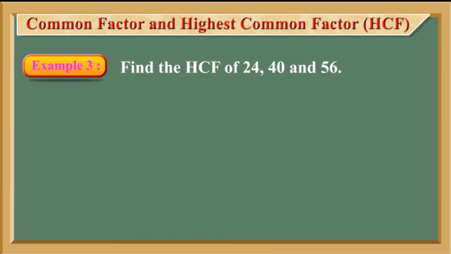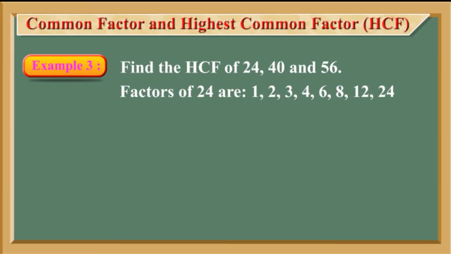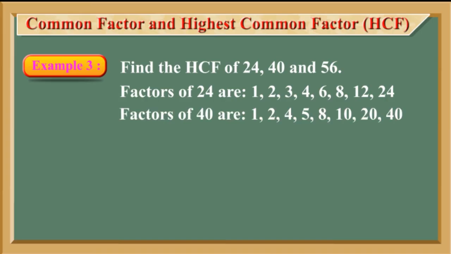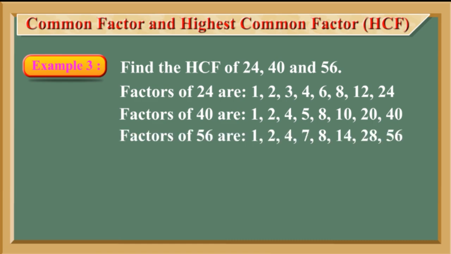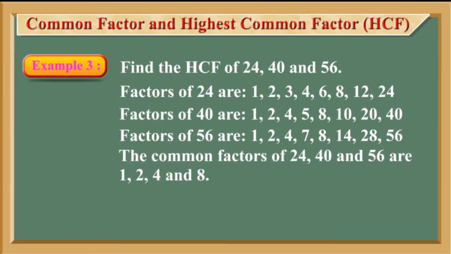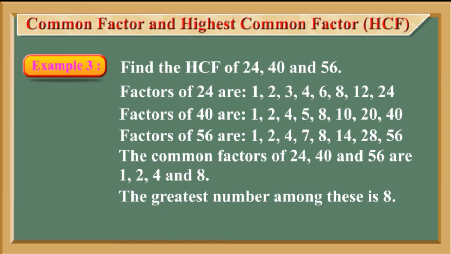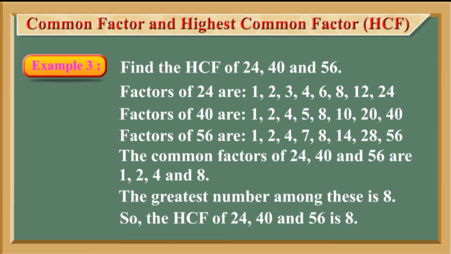Example 3. Find the HCF of 24, 40 and 56. Factors of 24 are 1, 2, 3, 4, 6, 8, 12, 24. Factors of 40 are 1, 2, 4, 5, 8, 10, 20, 40. Factors of 56 are 1, 2, 4, 7, 8, 14, 28, 56. The common factors of 24, 40 and 56 are 1, 2, 4 and 8. The greatest number among these is 8. So, the HCF of 24, 40 and 56 is 8.